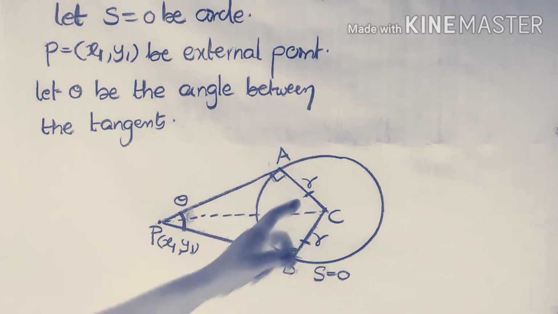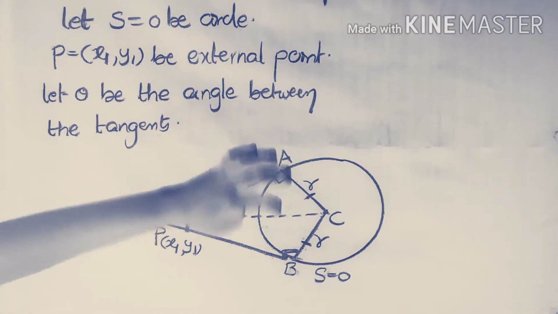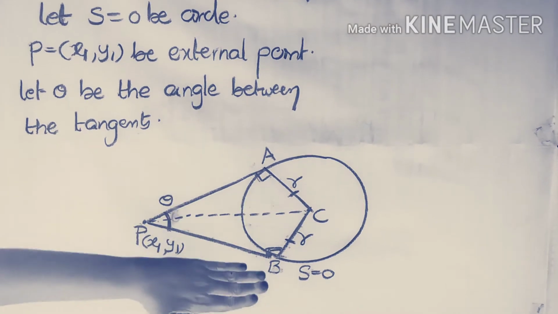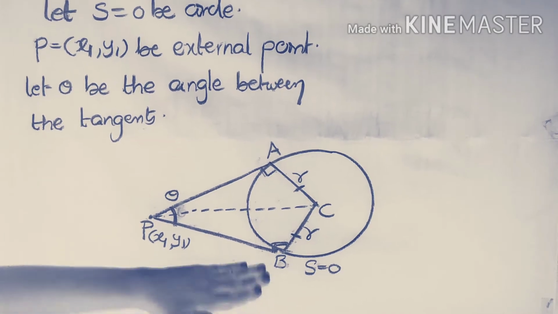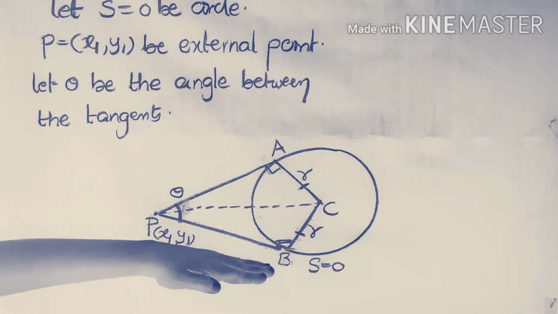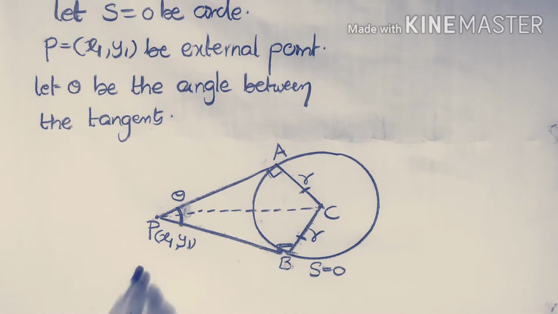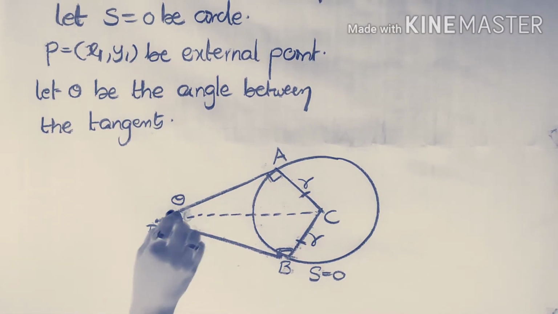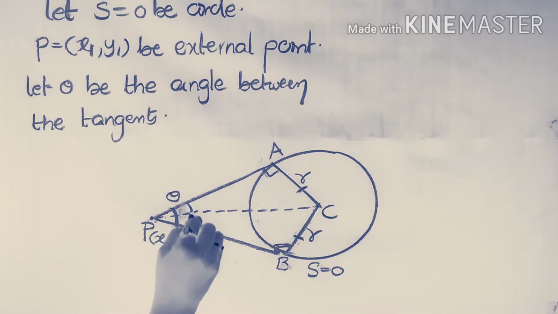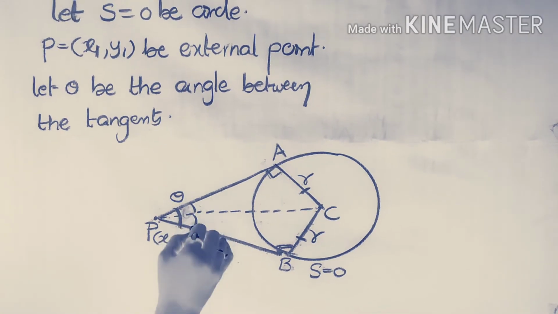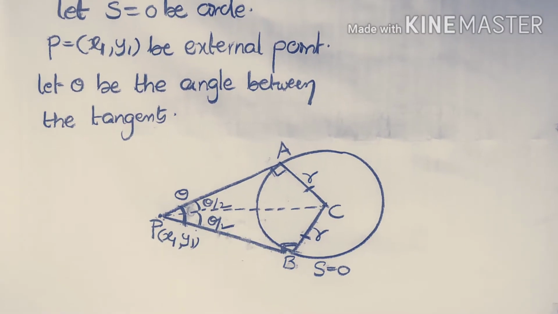So here two sides are equal, this is the common side, and one angle is equal in both of the triangles, which implies the two triangles are identical. That means corresponding sides are equal, at the same time corresponding angles are equal. So here the angle between the two tangents is equal to theta. Then what is half of the value? Here these two angles are equal, so each angle is theta by 2.